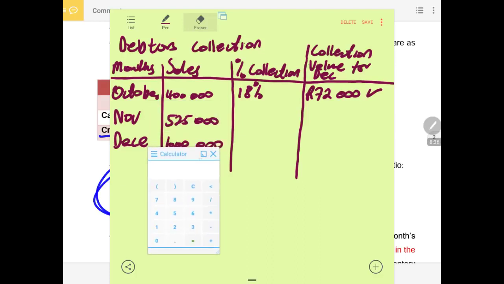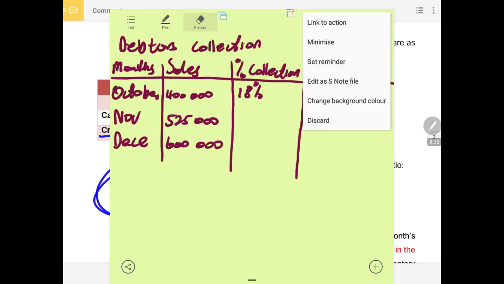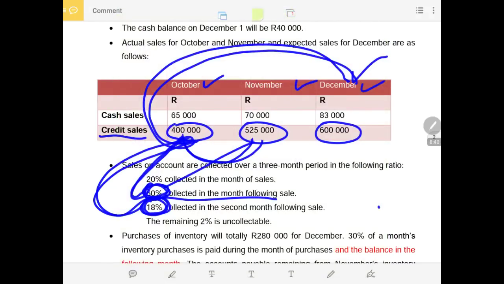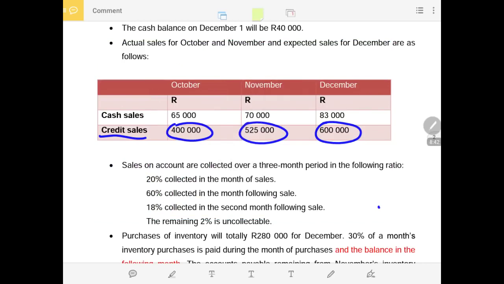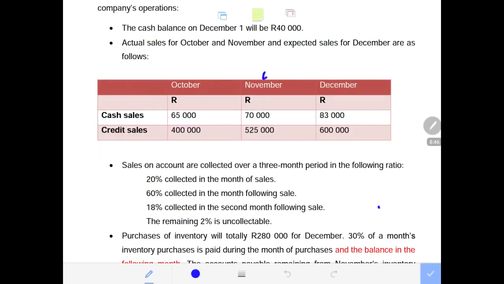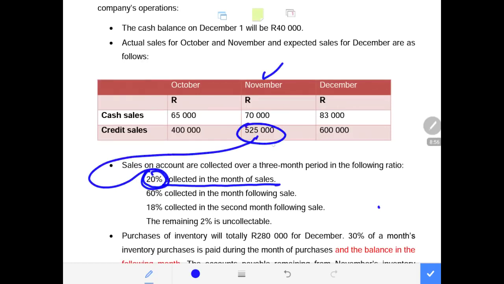Then after, let us go to the second month's sales collection. We have the same policy. Our policy has not changed. Therefore, now we are in the month of November. 20% is collected in the month of sales, meaning 20% of the sales of 525,000 in November will be collected in the month of November.